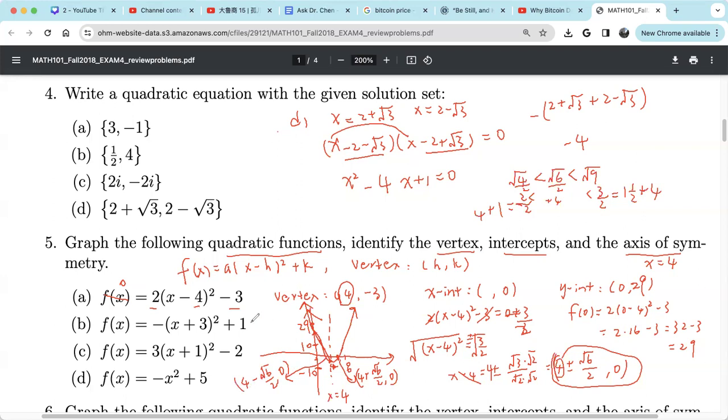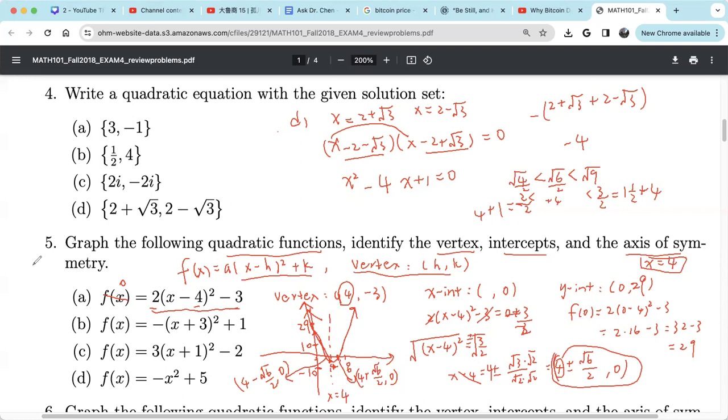Okay, so that's what we do, right? Because this is in vertex form, we use the standard form (h, k) to identify the vertex. In this case, the vertex is (4, -3). And once we have the vertex, we know the x value is the line of symmetry, or the axis of symmetry. We write x equals 4. Then we need to find the x-intercepts. For the x-intercept, we set the function value to be 0, then we solve for x. In this case, we have two irrational numbers. And then for the y-intercept, we set the x value to be 0. Then we evaluate f of 0.